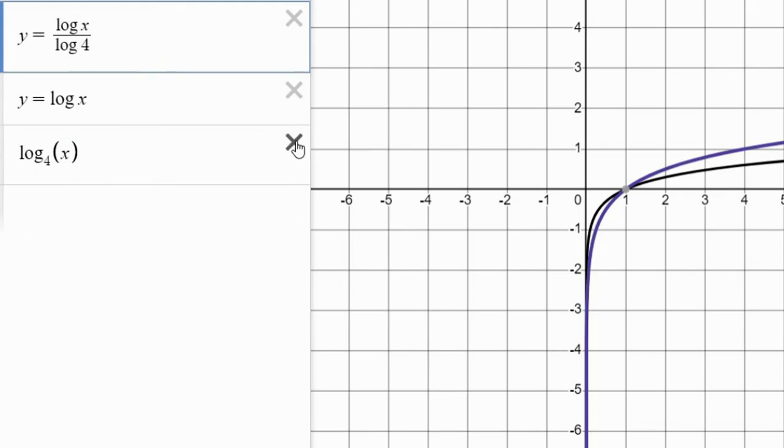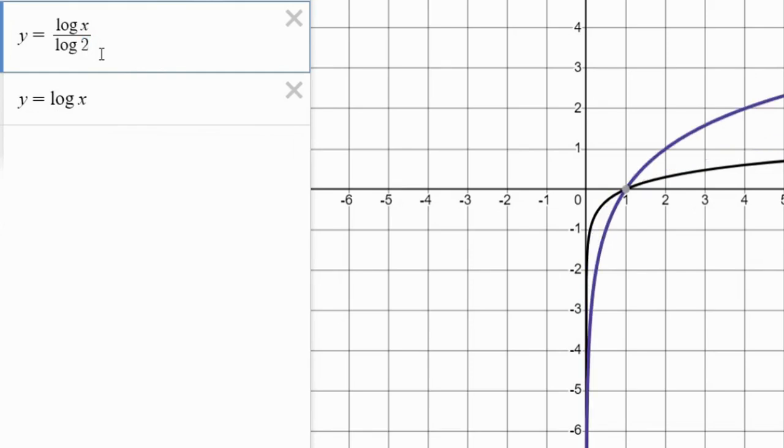So let's change the base. I'm going to take off the red one there. Let's log base 2. See how it gets even more wide, farther away from the x-axis. The curve really changes the smaller base we get.